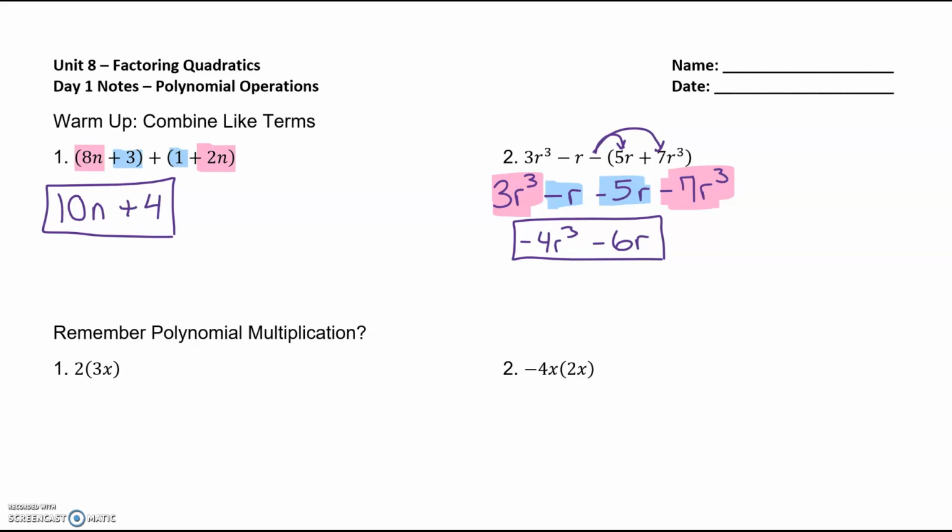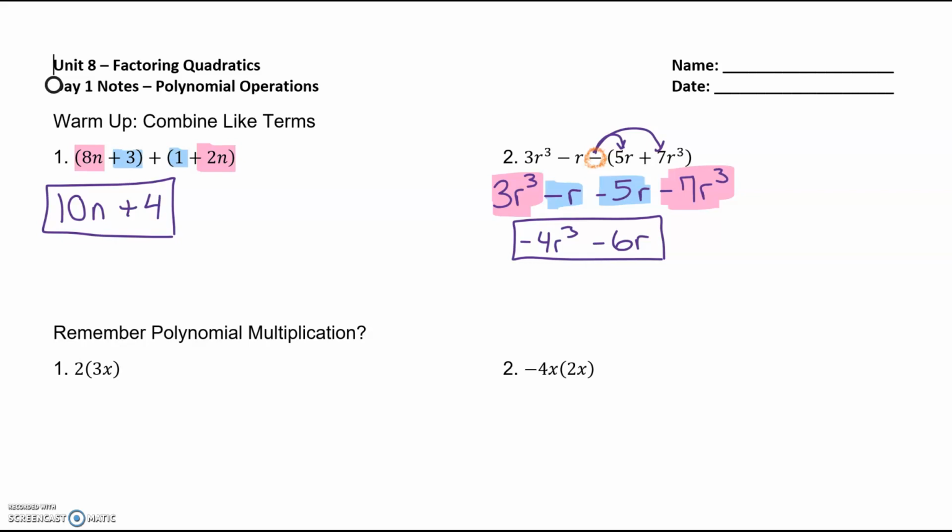And on number 2, we need to make sure that we take this negative right here, and we have to distribute it to both those pieces inside the parentheses before we can actually combine our like terms. So we're thinking through order of operations, which says we have to multiply before we can add and subtract. So when we do that, we're going to combine the 3r cubed minus 7r cubed to get a negative 4r cubed. And we can take the minus r minus 5r and get a negative or minus 6r.